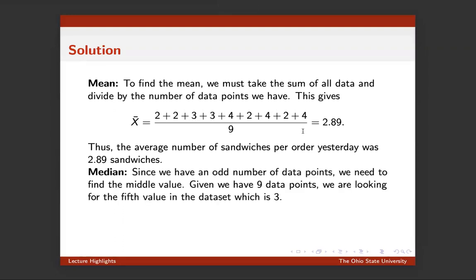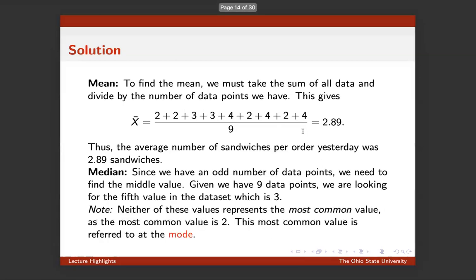And then as far as median goes, we have an odd number of data points. So we're just looking to order the data and find that fifth data point. If we put it in order and find that fifth data point, we see that the median in this case is 3.